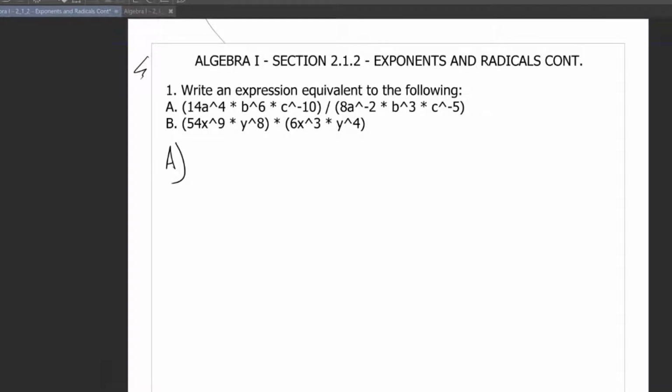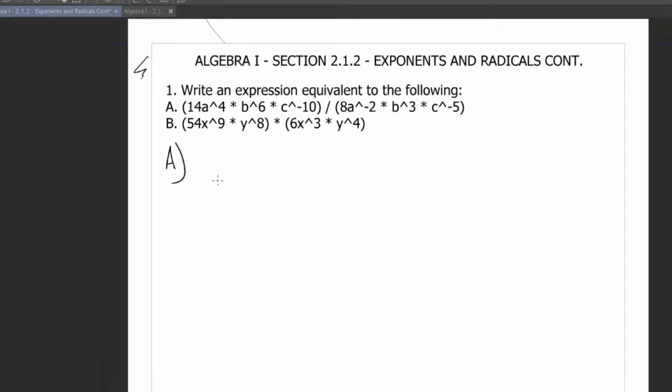Hey everyone, welcome to Algebra 1, section 2.1.2, Exponents and Radicals Continued. We're going to be going over two questions today, so that's going to be 1A and 1B. So let's step into it.